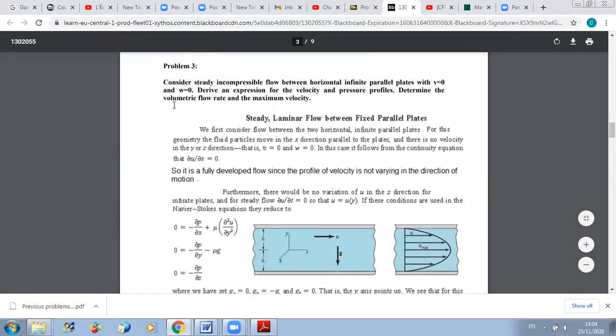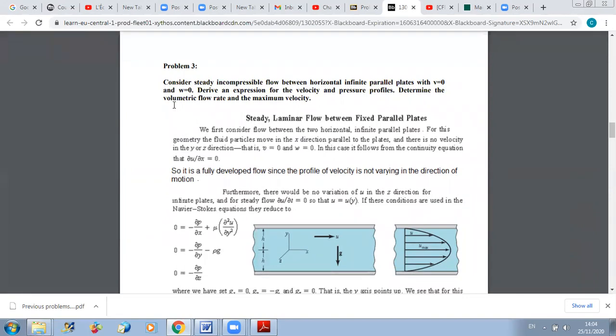Okay. Now we will do a problem on chapter 6. Consider steady incompressible flow between horizontal infinite parallel plates with V equals 0 and W equals 0. Derive an expression for the velocity and pressure profiles and determine the volumetric flow rate and the maximum velocity. So here we want to find first the variation of velocity and pressure, and the volumetric flow rate Q and the maximum velocity for the velocity profile.